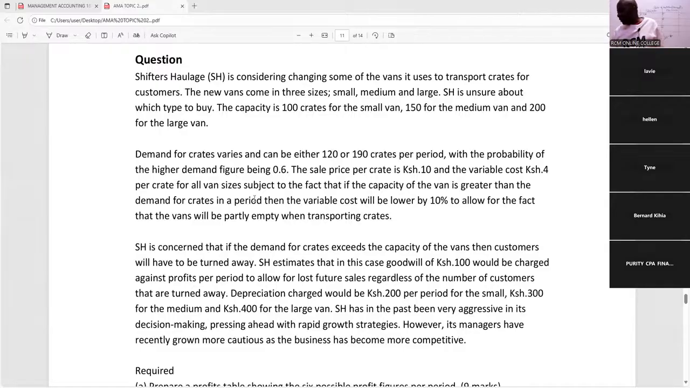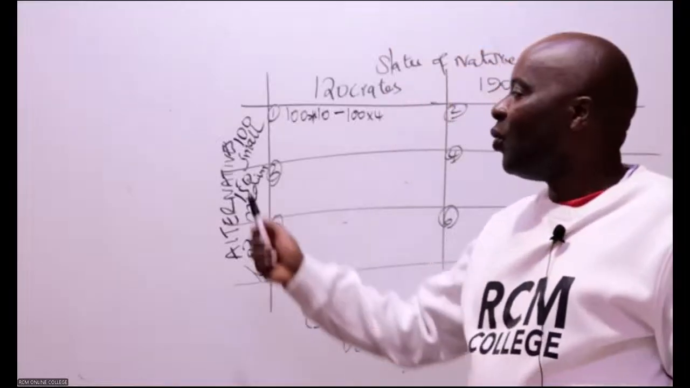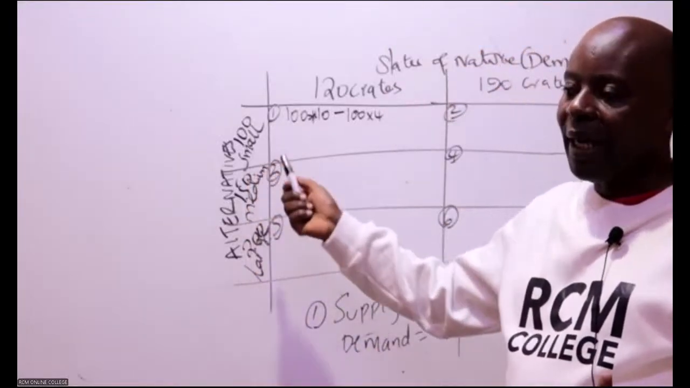There is a place where they have given a selling price here. The sales price per crate is 10, and the variable cost is 4. So then I'll take 100 times 10. And the variable cost in this case, you can see, will be 100 times 4. Always this variable cost will be pegged on what we are carrying, what we are supplying.